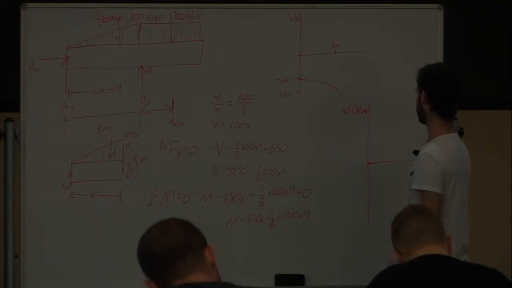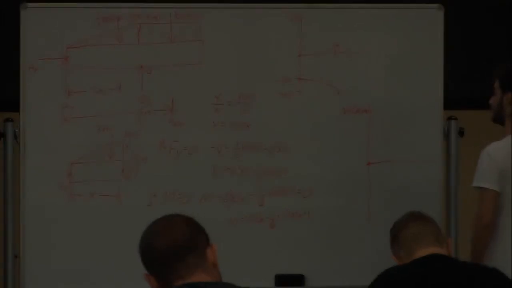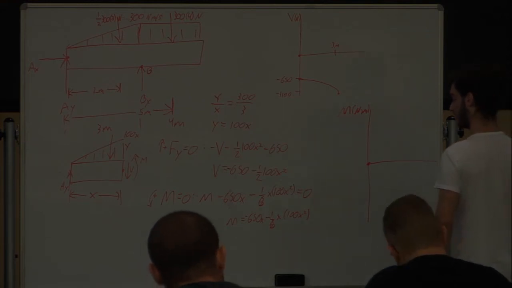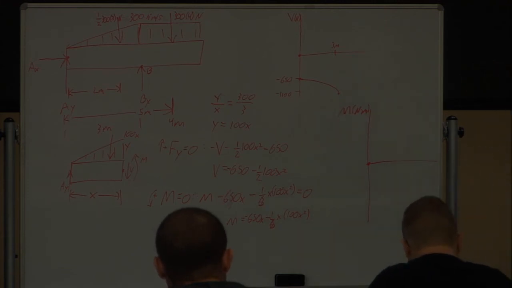Starts at 0. Okay. And then when we plug 3 into the equation, we get the moment at 3 meters to be equal to negative 2400. And x times x squared gives us x cubed. So this is a cubic function.